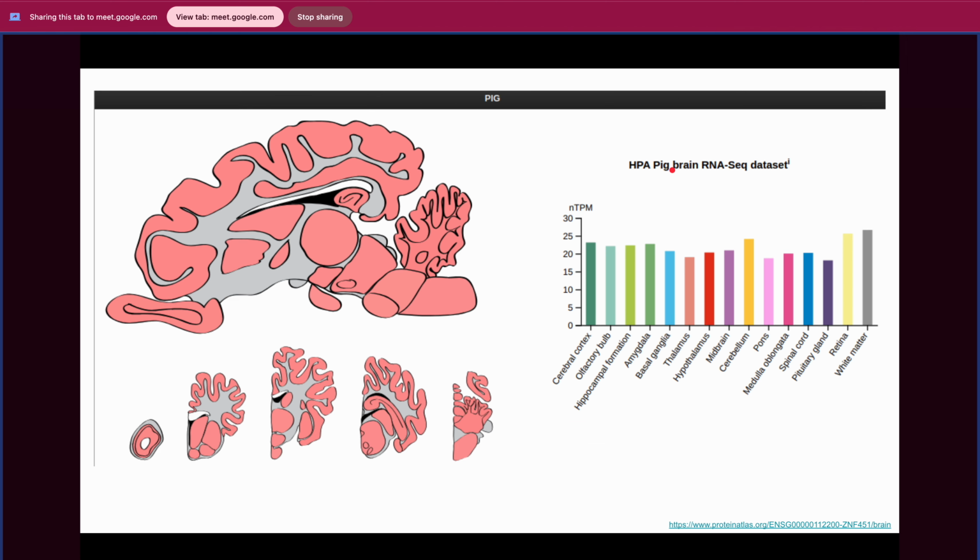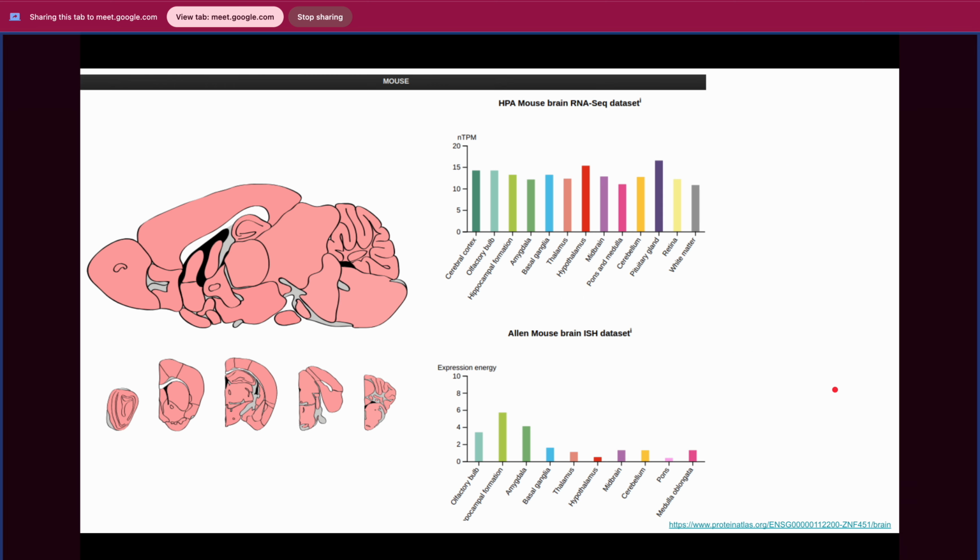And then they have also given the information about the pig brain. So in pig also, there is a dataset, the HPA, Human Protein Atlas pig brain RNA-seq dataset. In that case, they are telling you about the expression of this gene in different regions. So yeah, it is expressed in all the regions, so we cannot say that it is specific to any one region.